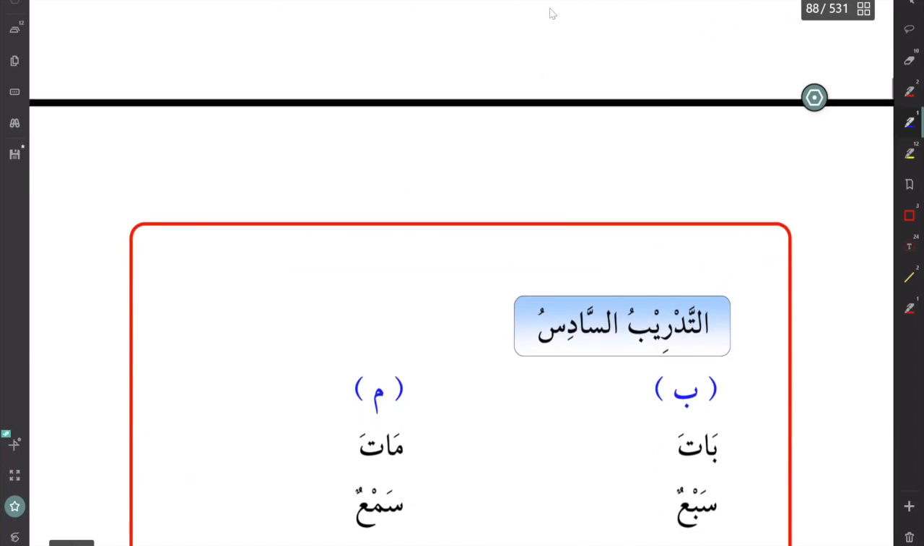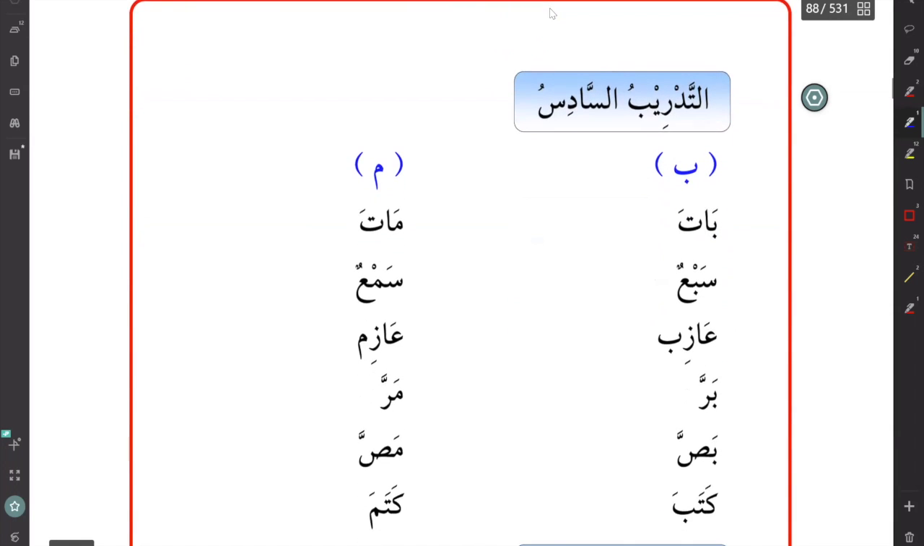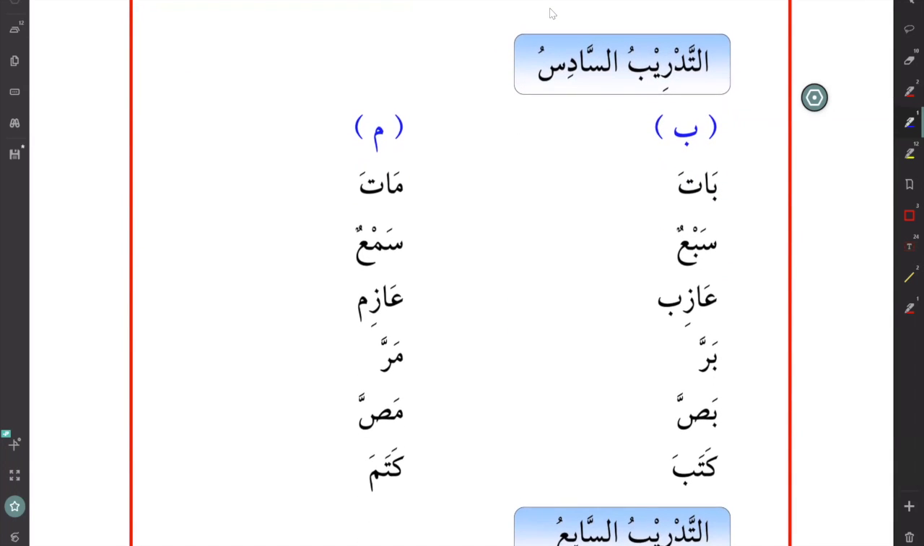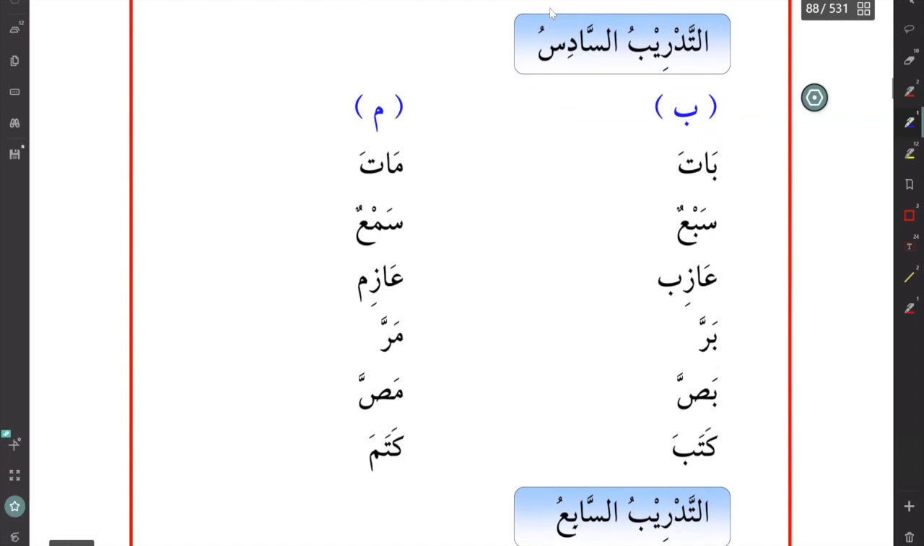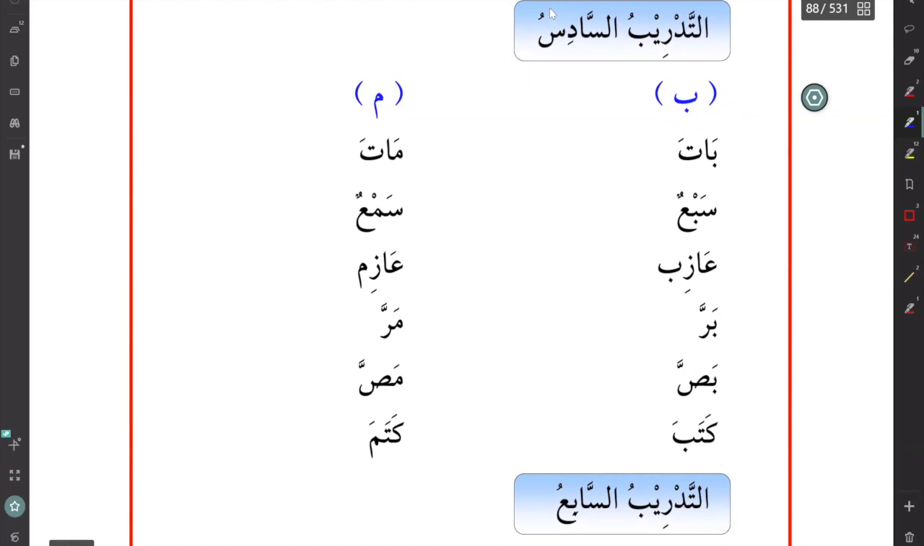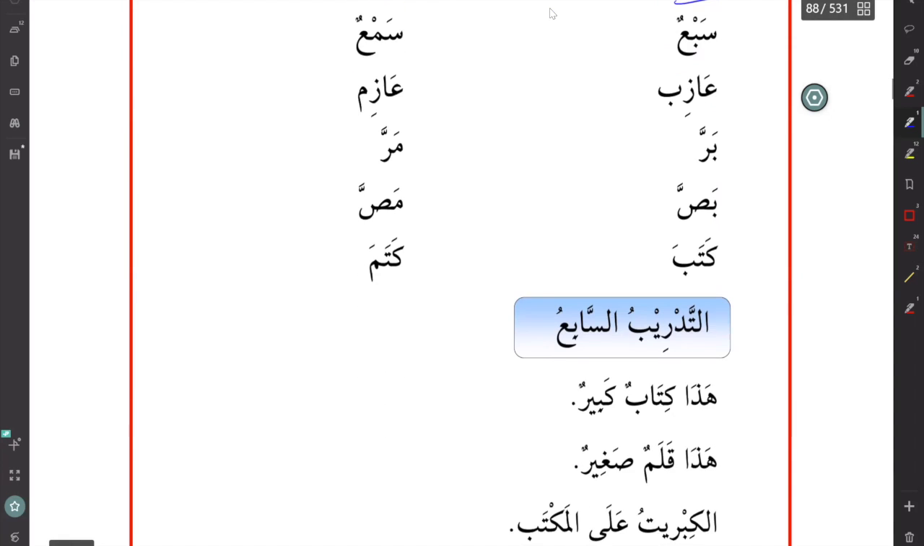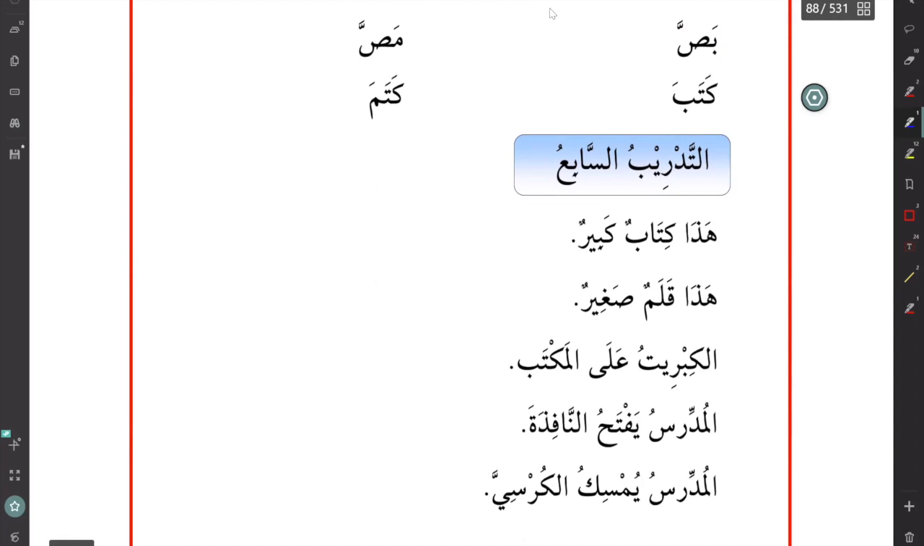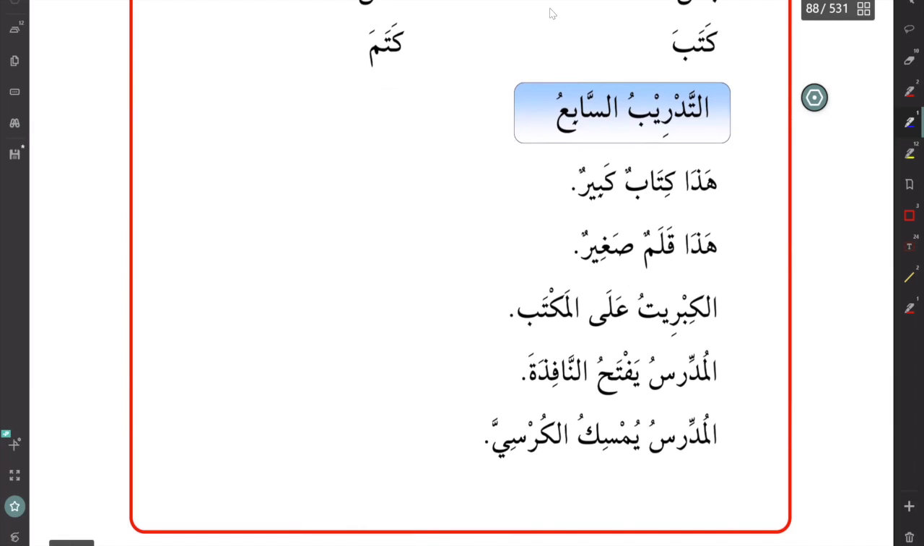Next tadrib, we have a tadrib sadis, the sixth exercise. This is a sound, so it's something that you can practice on your own. So you see the difference. He said bata and here's mata. I mean, these two sounds are pretty different. You shouldn't have any confusion here. Sab'un, sam'un, azib, azim. Okay, you can practice them. Next one, التدريب السابع, the seventh exercise.